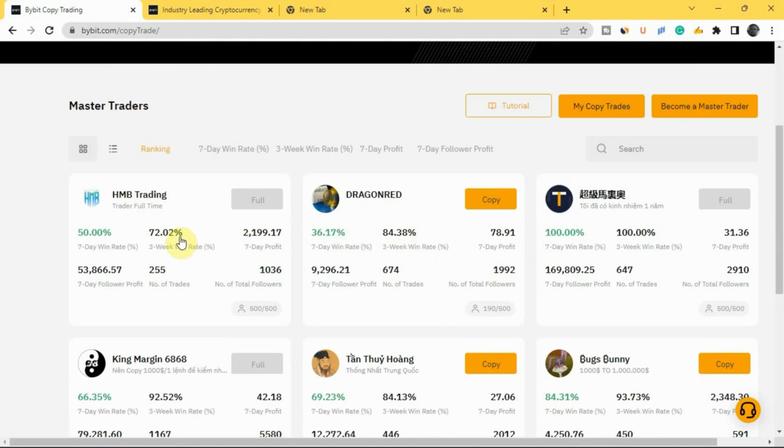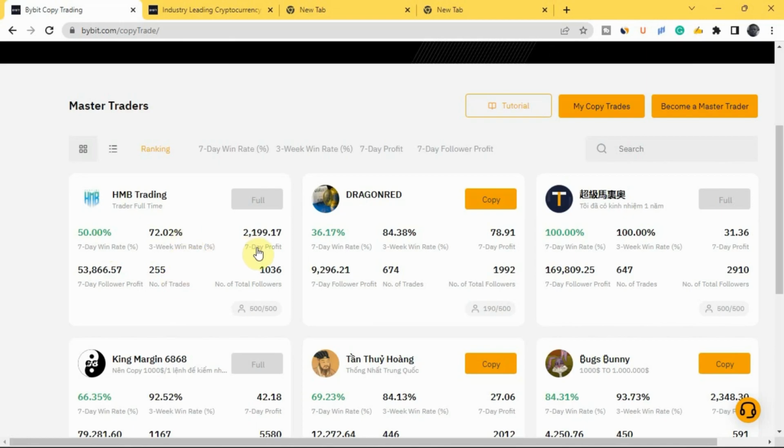Now, if you check this person, you can see that this person has 50% 7-day win rate. This means that in the last 7 days, this person has won 50% of his trades. And if you check the 3-week win rate, it is 72% right here. This means that this person has won 72% of all his trades in the last 3 weeks.